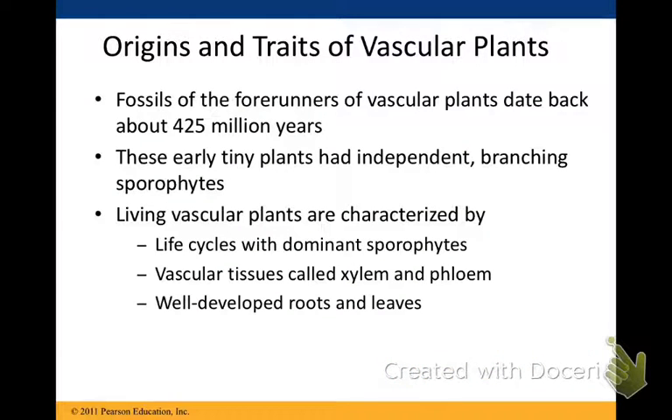So like I said, the earliest vascular plants date back about 425 million years ago, and the current living plants, a key difference between the vascular and non-vascular plants is that the dominant generation that you see are the sporophytes. And remember, the sporophytes are diploid, right? 2N.